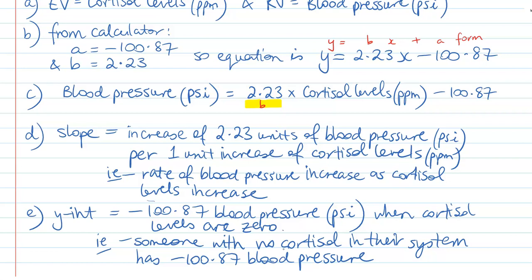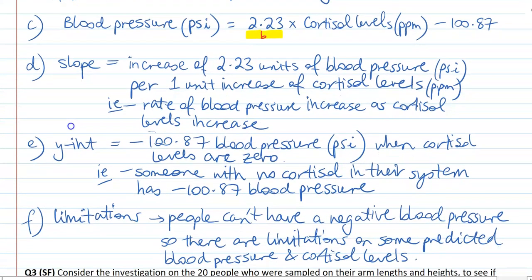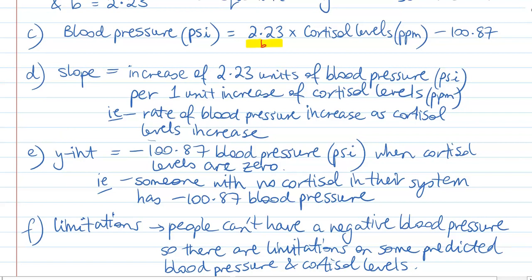So that helps us address part F when we're looking at the limitations of this model. So I would probably write something like, people can't have a negative blood pressure, so there appears to be limitations on some of the predicted blood pressure and cortisol levels.